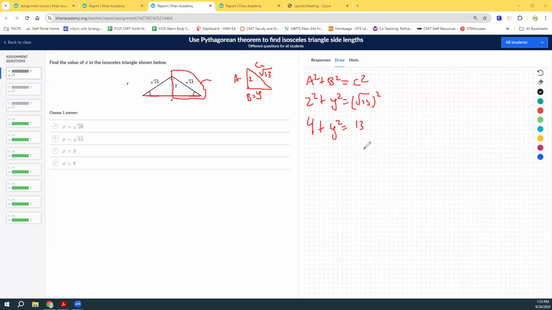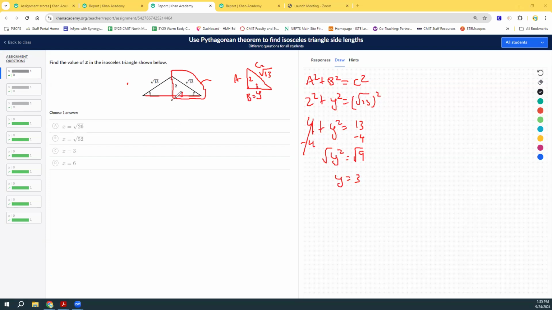So it's just 13. Now this is the one where I subtract because the numbers are on opposite sides of the equal sign. 13 minus 4 is 9. And I square root. Y equals 3. So that means 3. It's right there, which is right here.